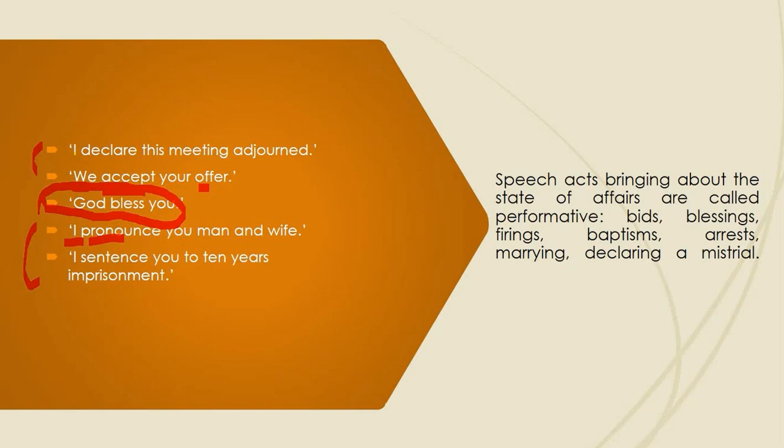In these examples, you can see that the speaker has the authority to make this statement. For example, let's look at the last example. I sentence you to 10 years imprisonment. So we can understand that this performative utterance is made by a judge in a court, and this sentence is accepted as appropriate if it is made in a court actually. Okay, these 4 sentences are very good examples of performative utterances.